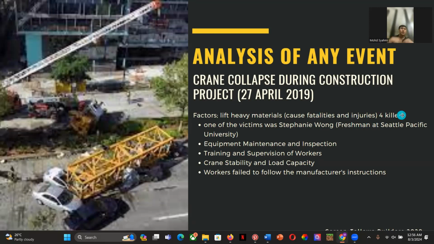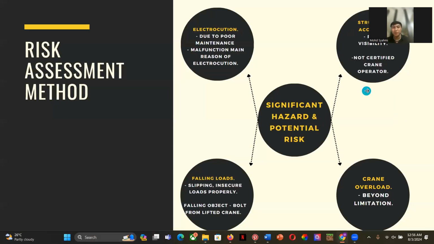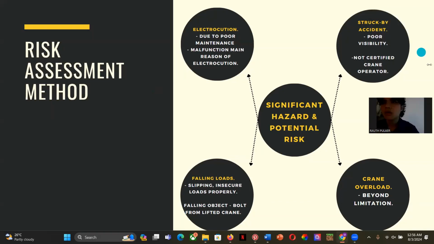I will pass to the next seminar presenter, Raf. Okay. Thank you, Eldo, for explaining the analysis. So now we're going to move on to the next slide, which is the risk assessment method.